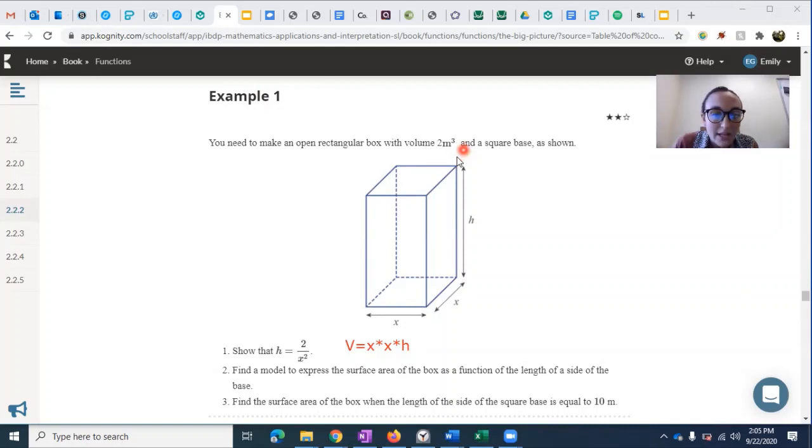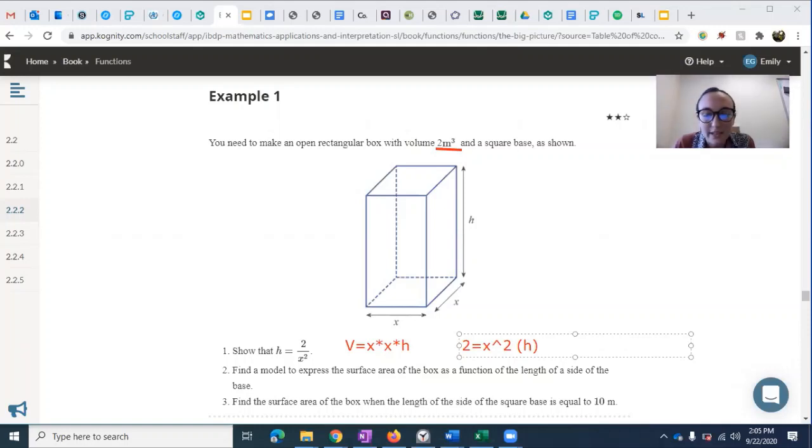Now, I do already know the volume, right? I've been given that in the problem. So I don't need to leave that as v. I can actually change it to this 2 m cubed. So that means that 2 equals x times x, or we can write it x squared times h.